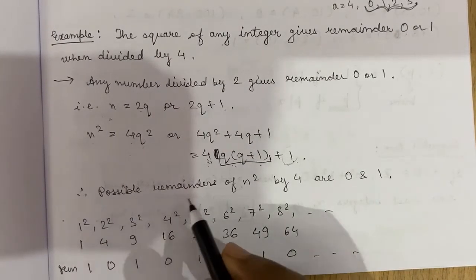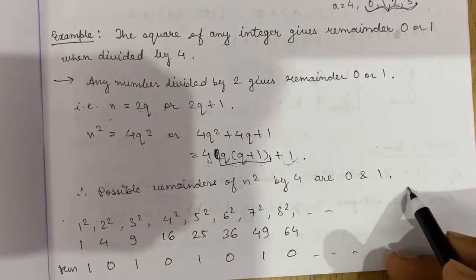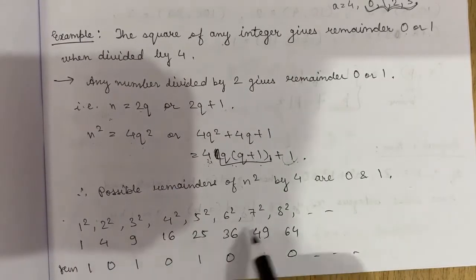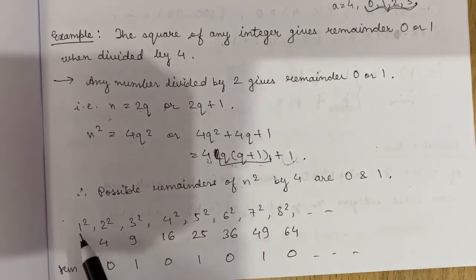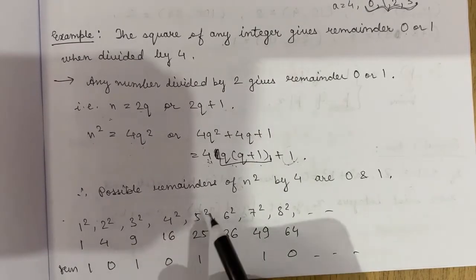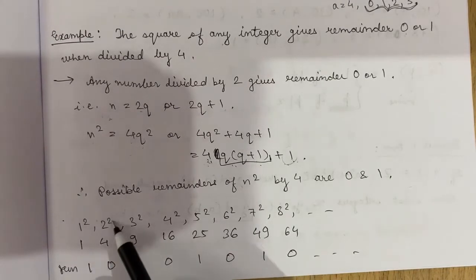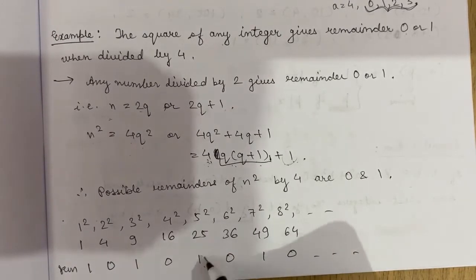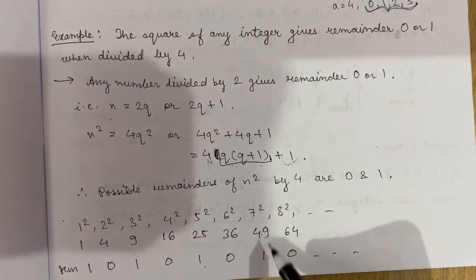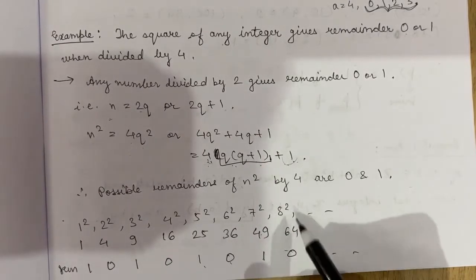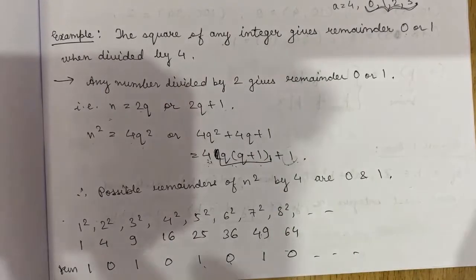So possible remainders of n square by 4 are 0 and 1. You can look at the first few examples of this property to understand this better. So 1 square, 2 square, 3 square, 4 square, and so on. So the remainders are, for 1 square we get 1, for 3 square we get 1, 5 square we get 1, 7 square 49, 1, and so on. For even squares we get the remainder as 0. So this is the property.